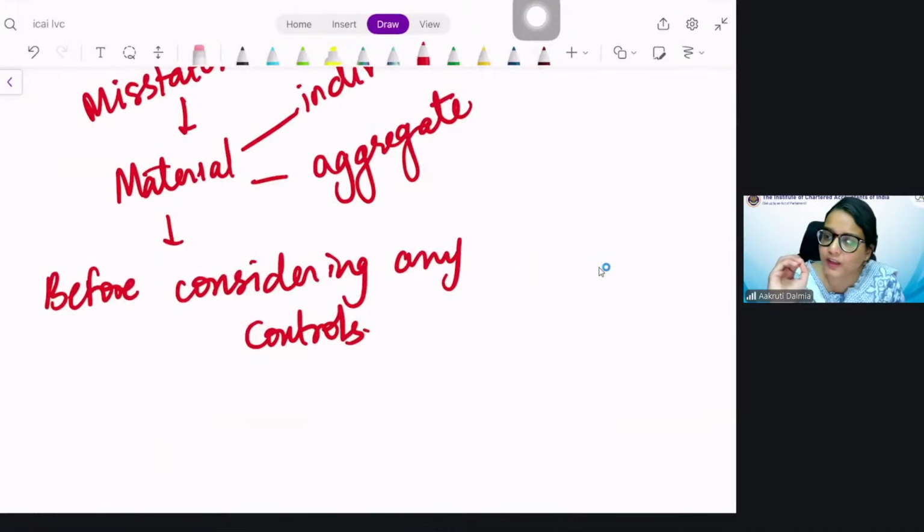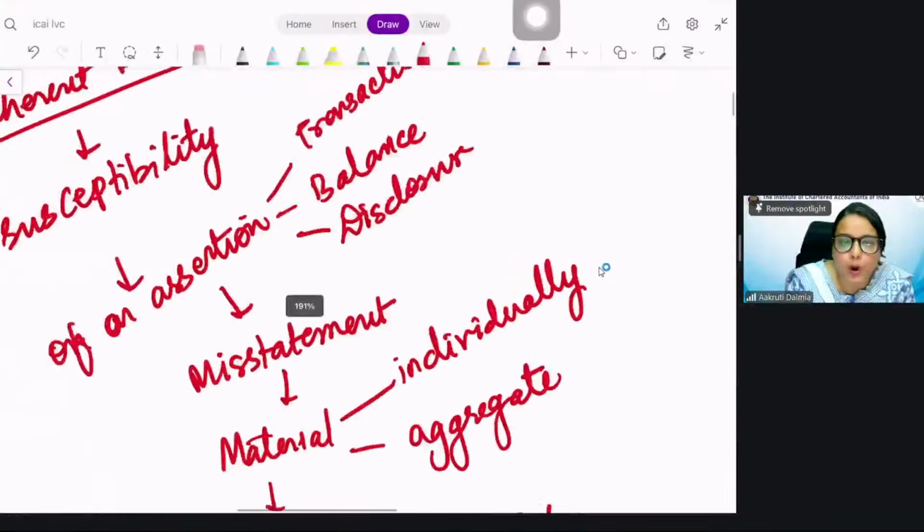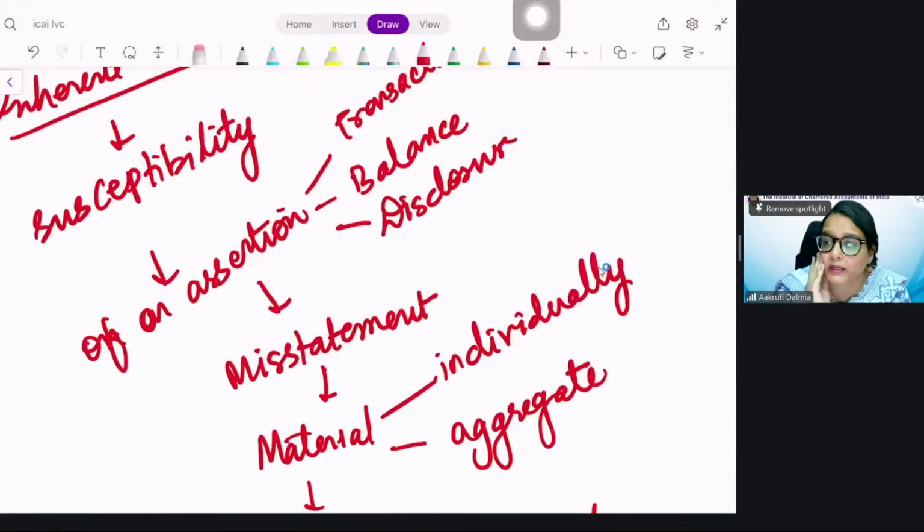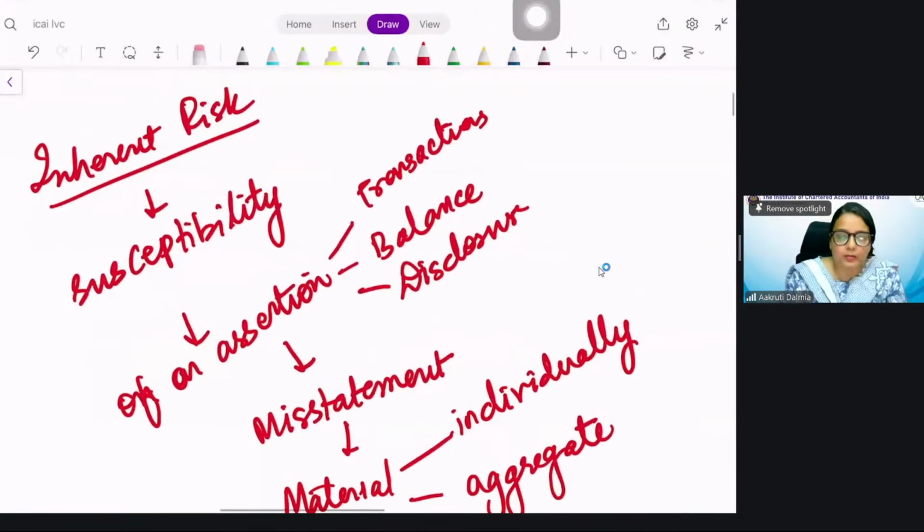Is the definition very easy and clear now? Will you write possibility in exam or susceptibility? Yes, susceptibility. Please don't write possibility. Okay. So inherent risk means susceptibility of an assertion.